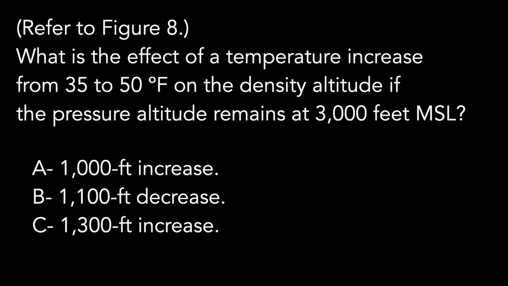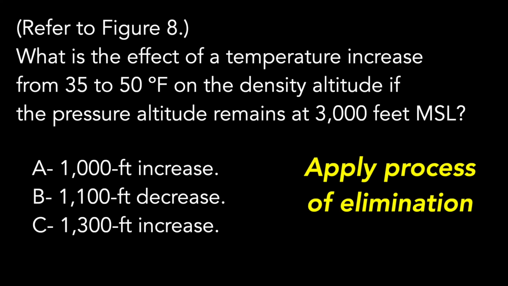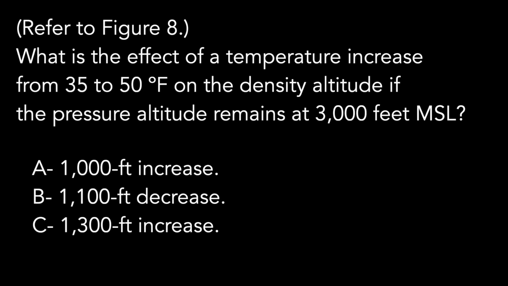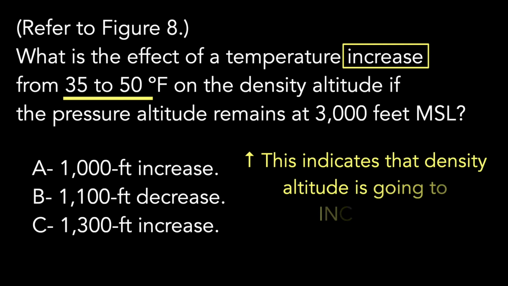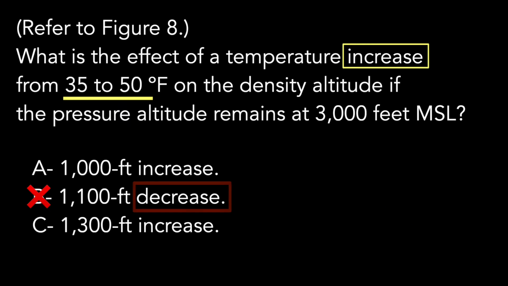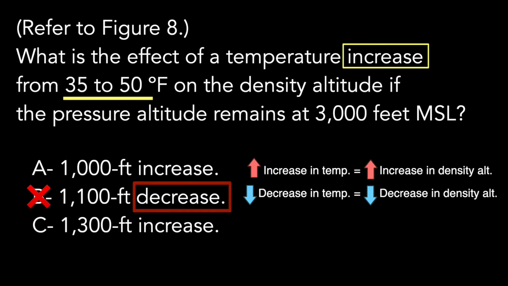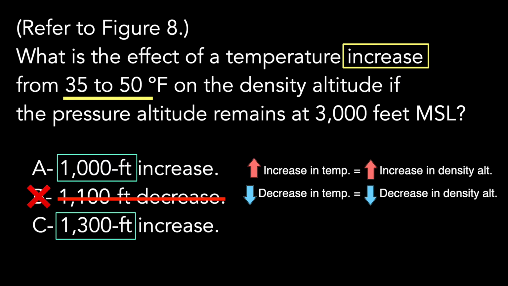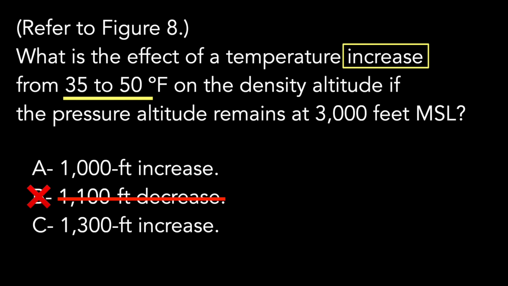Understanding the relationship between temperature and density altitude, you can apply the process of elimination with the following answer options here. This question is asking with a given constant pressure altitude and a temperature increasing from 35 to 50 degrees. With these conditions, you can simply eliminate answer option B since it says a decrease. That would leave us with a bigger gap between the remaining answer options, having to select between 1,000 feet or 1,300 feet, increasing.